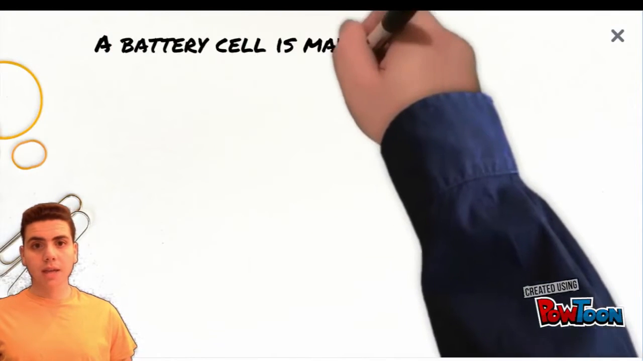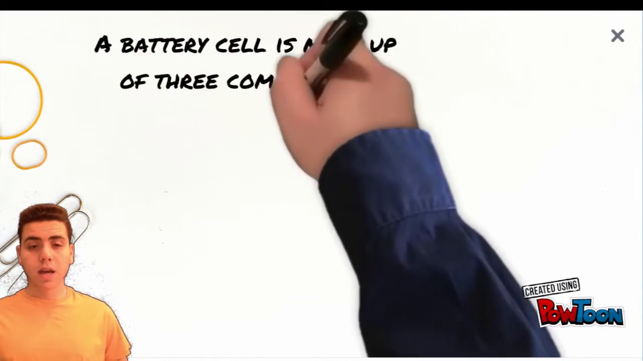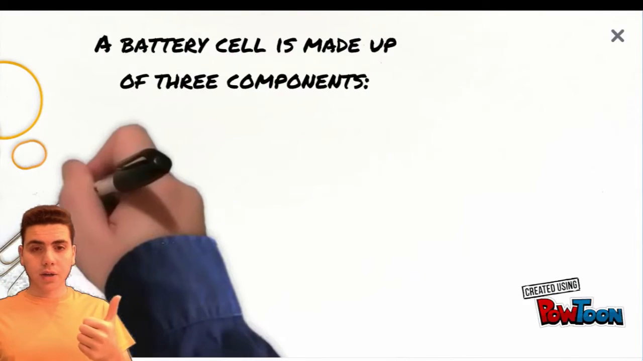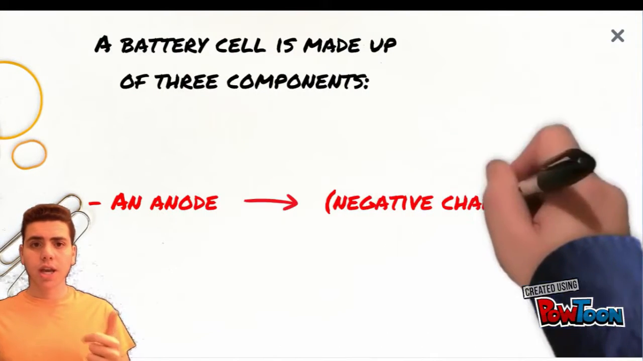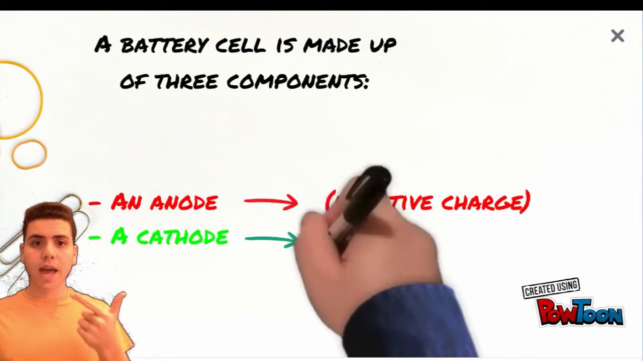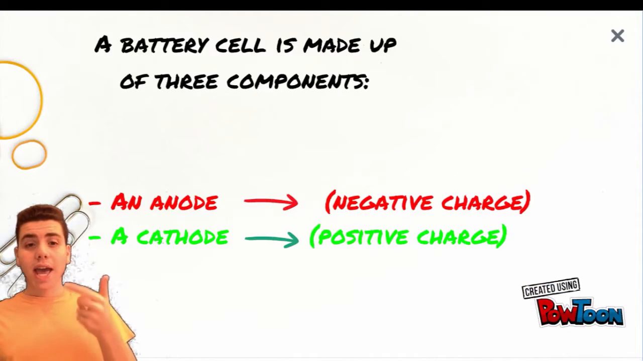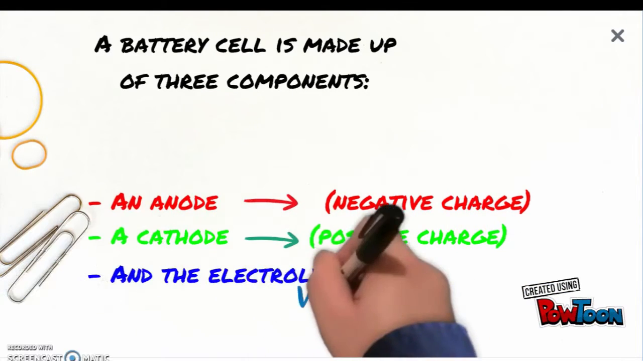A battery cell is made up of three components. The first one is the anode, which has a negative charge. The second one is the cathode, which has a positive charge, and the electrolyte.